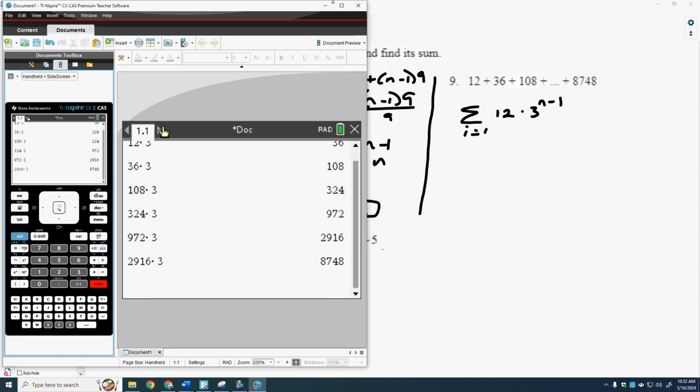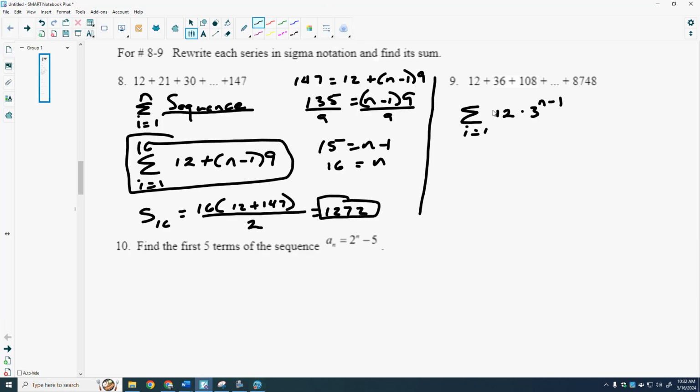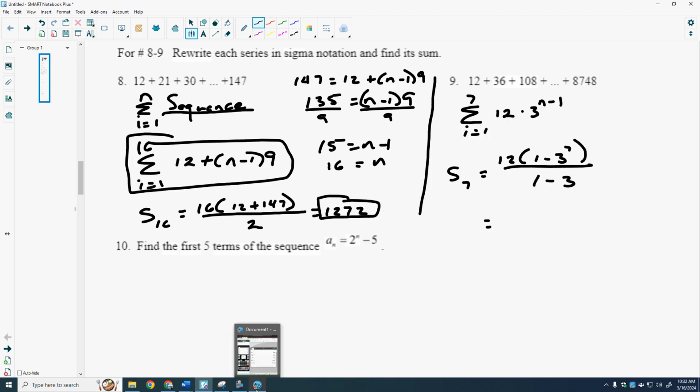Okay, get rid of that. So this would be 7. And we're done. No, we're not. Find the sum. S sub 7 equals first term 12 times 1 minus r, which is 3. 1 minus 3 raised to the n power, which we just said was 7, all over 1 minus r, which was 3. Okay, I am going to type that into the calculator because, at least for some of us, that was a difficult thing to do.